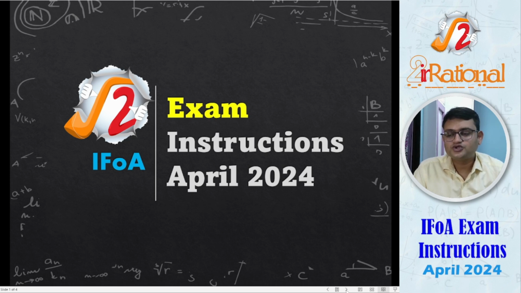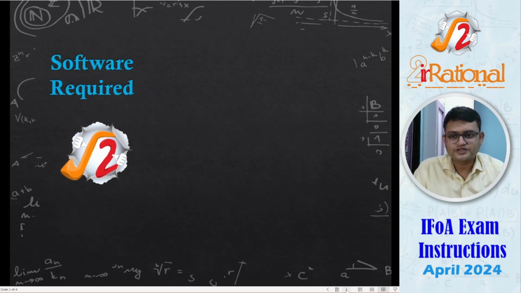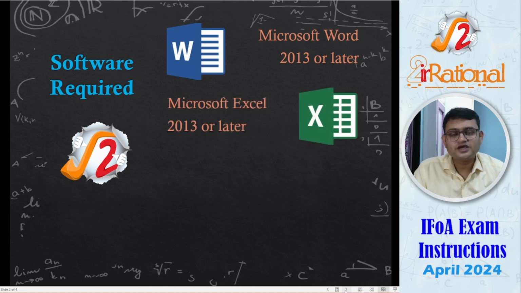First and foremost, you are going to make sure that you have certain softwares. First is Microsoft Word. You are going to give all your examinations of paper A in Microsoft Word. So it should be Microsoft Word 2013 or later. Similarly, if you are giving CM1 or CM2, you will require Microsoft Excel, and both of them should be 2013 or later. That means 2016, 2019, all of them are acceptable, but 2010, 2007 are not acceptable.